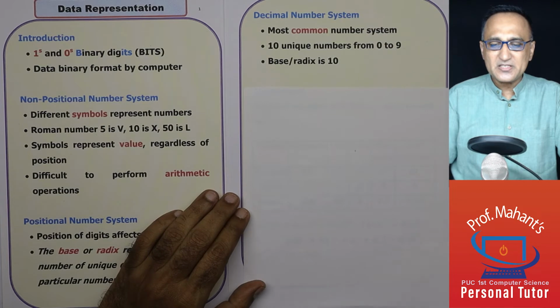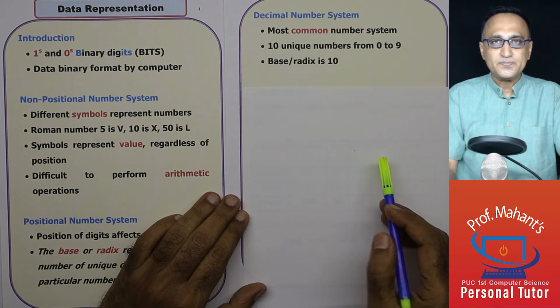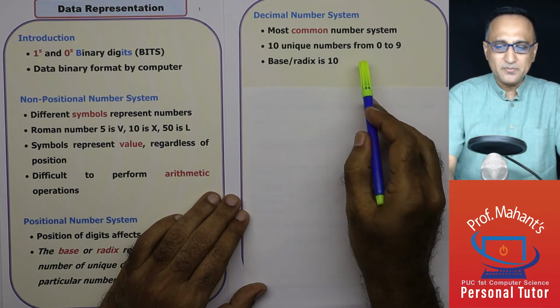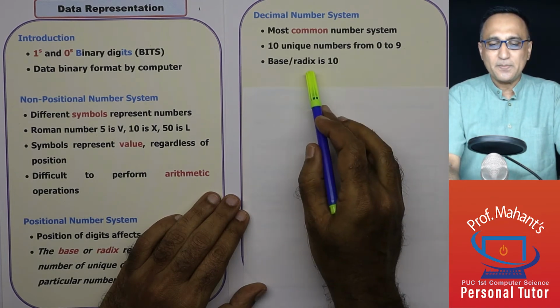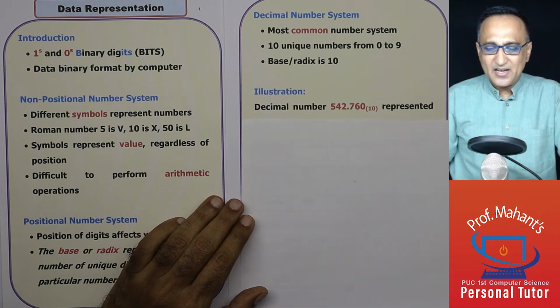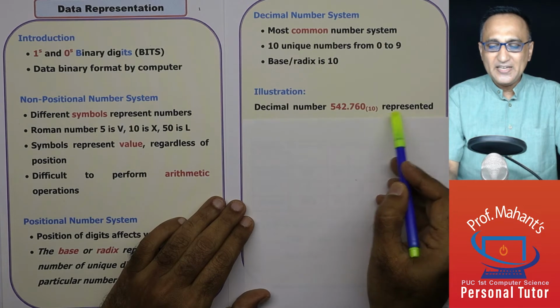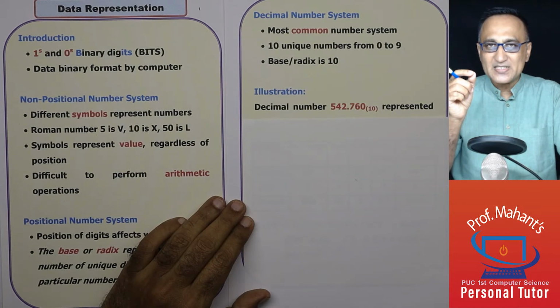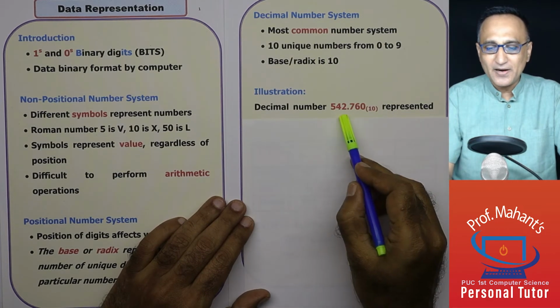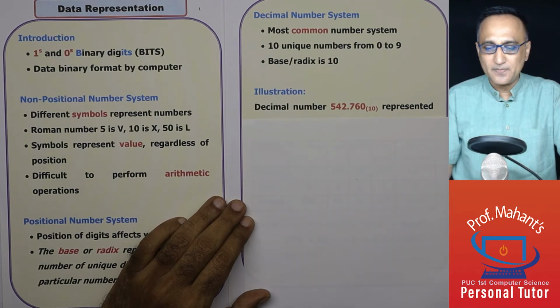The decimal number system is the most common number system which we tend to use. It has unique digits from 0 all the way to 9. Therefore, the base or the radix is 10. Now let's understand how this decimal number 542.760 in base 10, how its individual parts create the final value of 542.760 based upon their position.